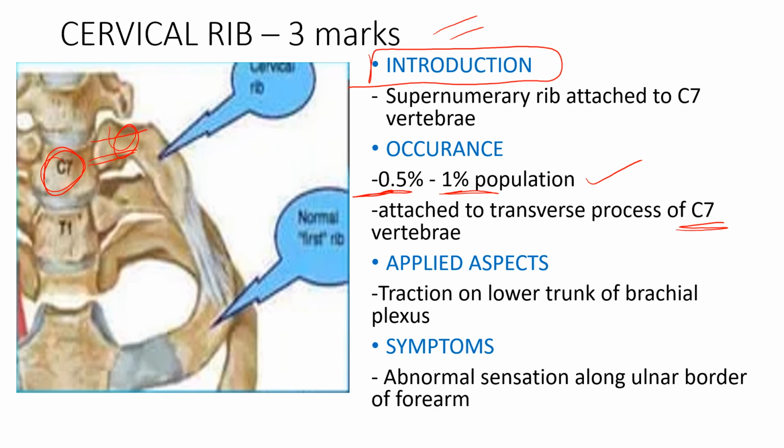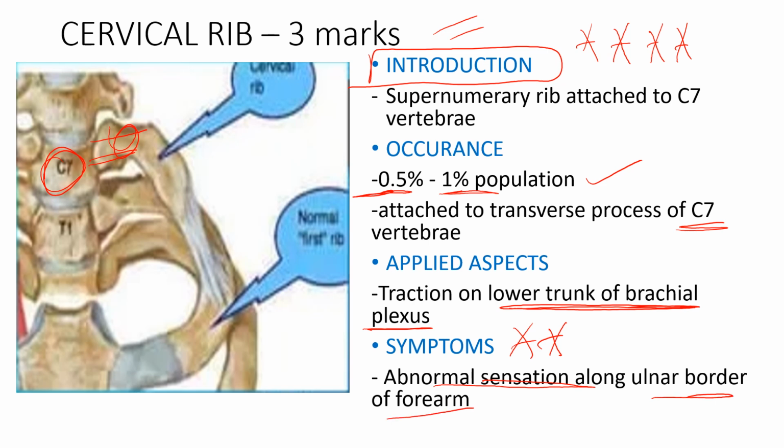What is the applied aspect? Why should you know this? That's because the cervical rib exerts traction and gives pressure over the lower trunk of the brachial plexus. Thereby, it brings about symptoms like abnormal sensation along the ulnar border of the forearm. So this should be written for the cervical rib if it is asked as a 3 marker.